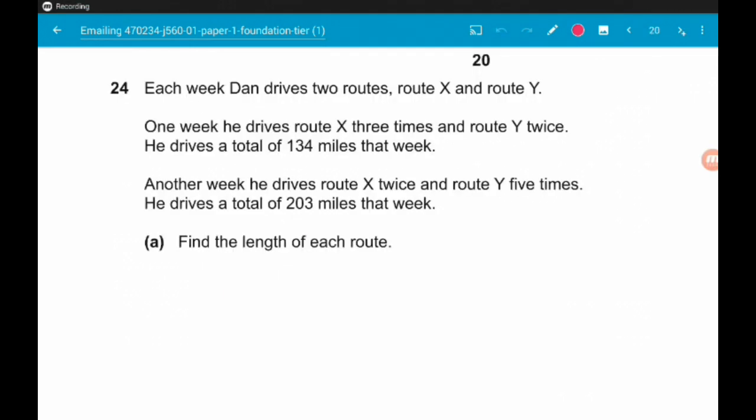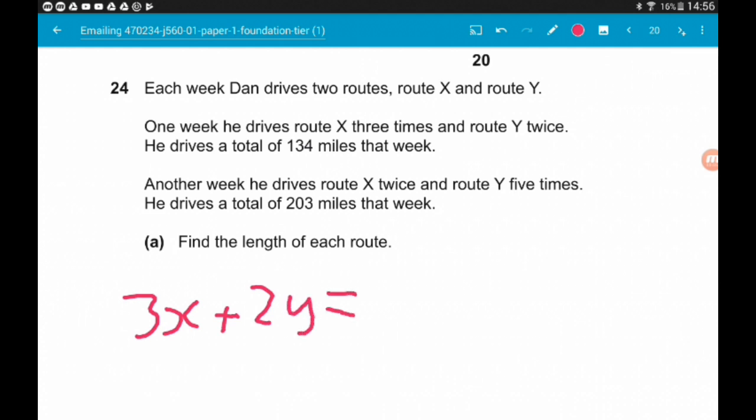Okay, final question. So it's quite a big one. Each week, Dan drives 2 routes, X and Y. One week he drives route X 3 times and route Y twice. He drives a total of 134 miles that week. We can turn that into an equation. So we can say 3x add 2y is equal to 134.